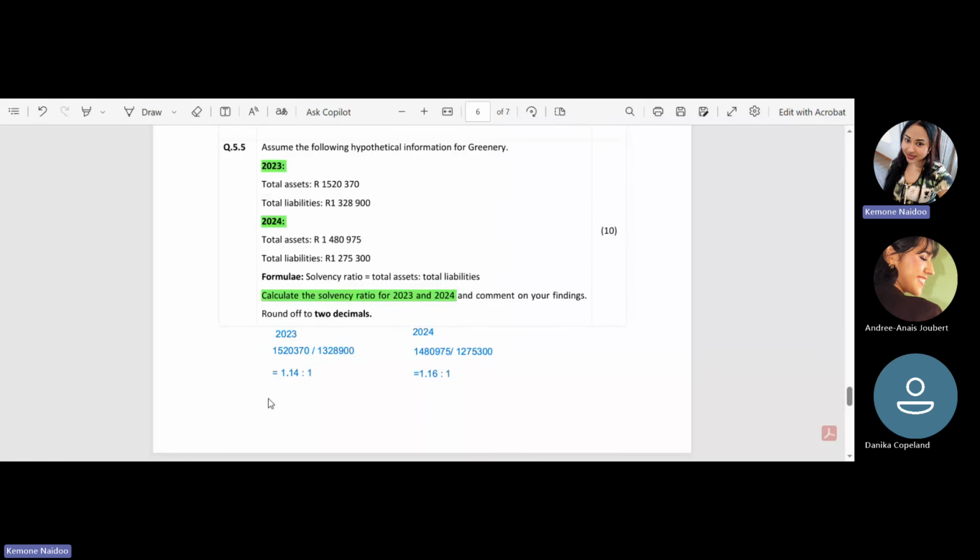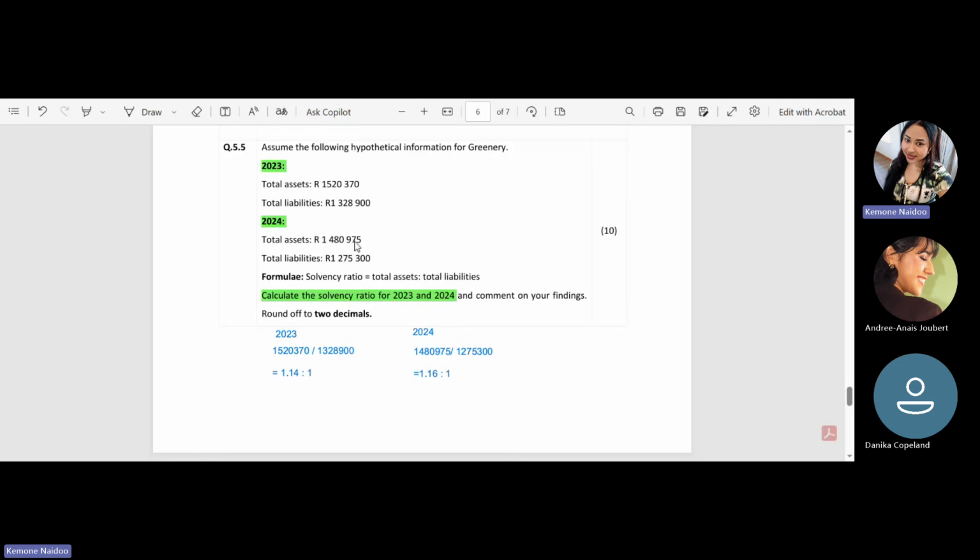But please, the method to answering a calculation question is always you write your formula first. So total assets divided by total liabilities, or you can say total assets is to total liabilities. Then you take your numbers that they've given you, substitute them into the formula. Then you calculate, you give your answer, and below that, give the ratio. Then do the same for the next year.